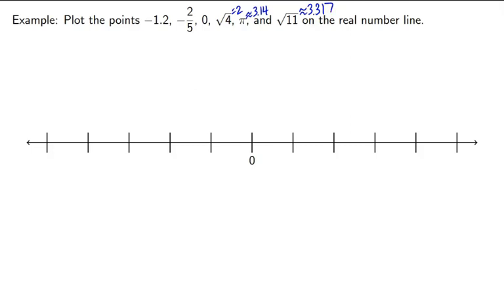Alright, so let's take a look. Let's mark a few of these. -1, -2, and so on. And 1, 2, 3, 4, and 5. Let's just plot them in order. -1.2. -1.2 lies more negative than -1, but only 2/10 of the way there, which is about right here.